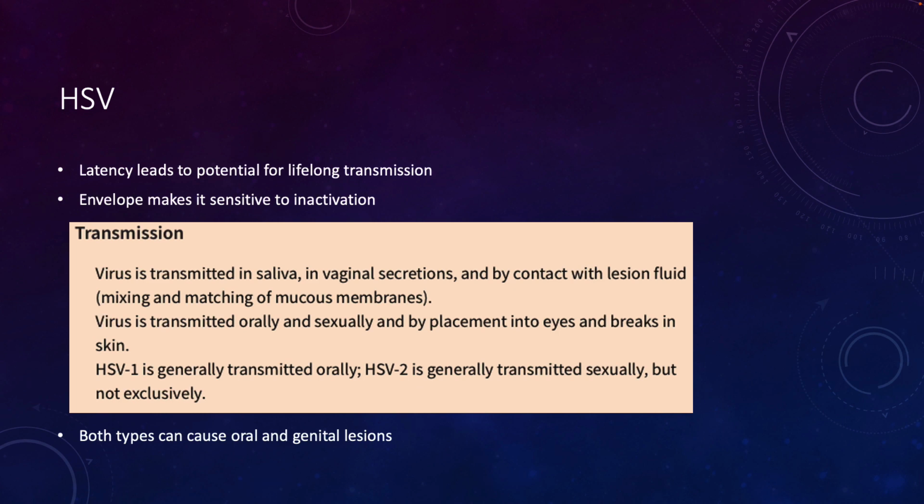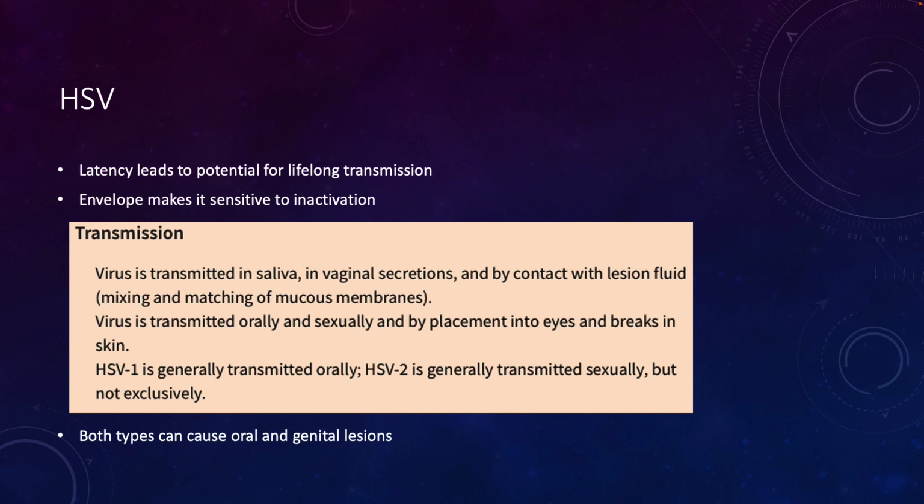Now, the problem with latency is that it leads to the potential for lifelong transmission. The virus can persist in your body as long as your body is still alive, and that means you can potentially spread the virus during that time. Luckily, the envelope does make it sensitive to inactivation, so you're less likely to get it from surfaces because it could dry out pretty rapidly. The virus is transmitted in saliva, vaginal secretions, contact with lesion fluid, so the mixing and matching of mucous membranes, which is generally why we think of it as being transmitted through things like kissing or through sexual contact. The virus can be transmitted orally and sexually, of course, but it can also get into eyes or breaks in the skin. Less common, but possible.